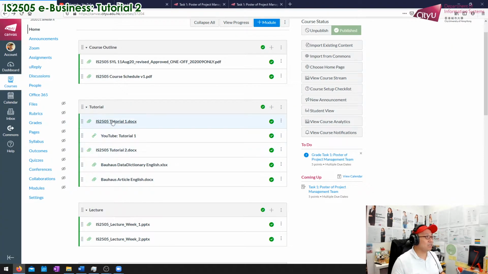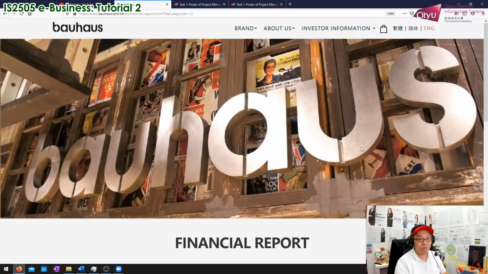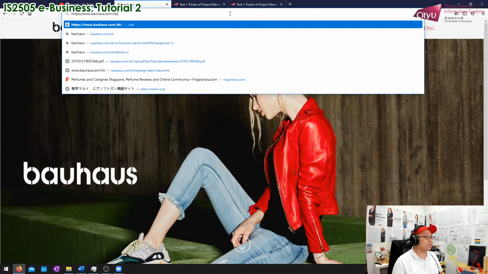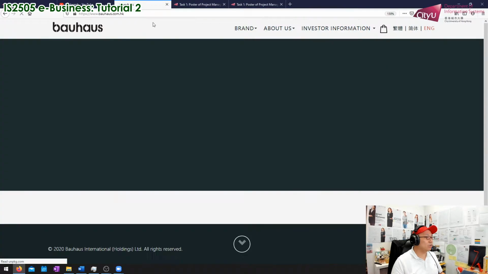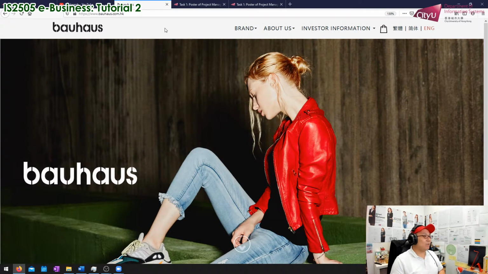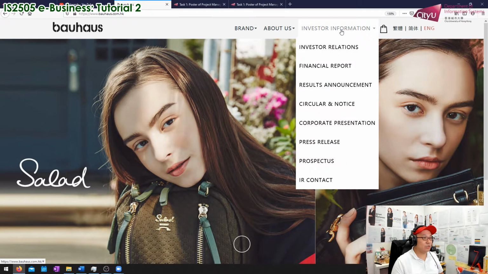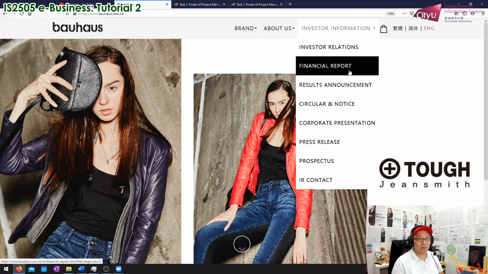A lot of companies, especially listed companies, usually have a website. Don't tell me that a listed company does not have a website. This is the website of Bauhaus, the company that you will be working on. The website is bauhaus.com.hk. A lot of listed companies put their annual report on their website under investor relations or investor information. So here we can go to this investor information, where you will find something related to a financial report.